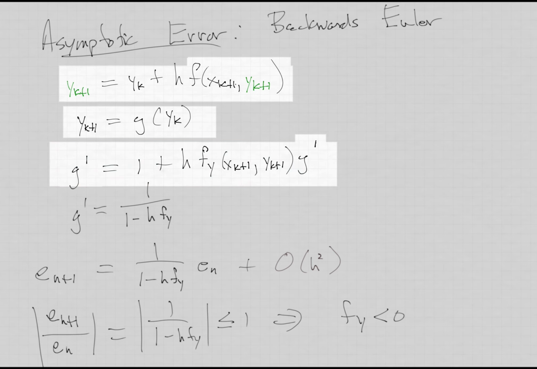So we get this equation in g prime, and now this is just a linear equation. We can solve this for g prime, right? So we find out that g prime is equal to 1 over 1 minus h times f sub y. Now, this will allow us to get a kind of asymptotic error formula, because this will tell us how the propagated error behaves.